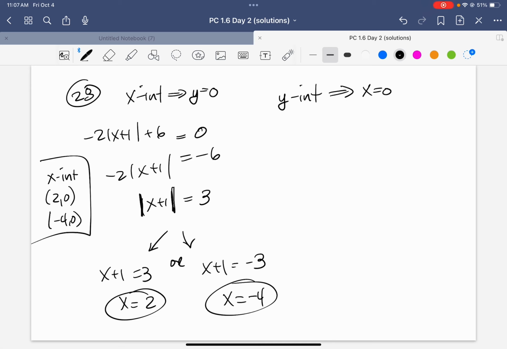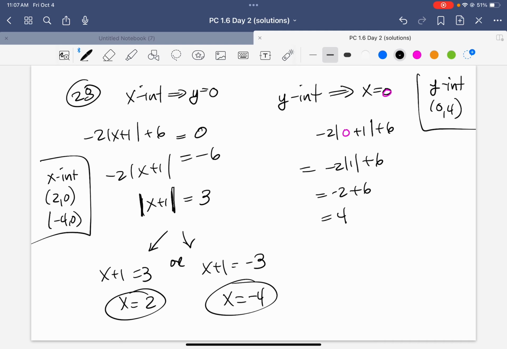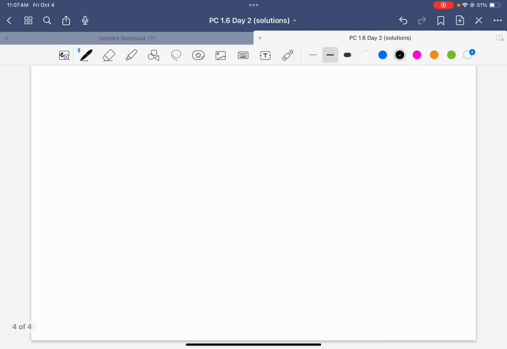I know my y-intercept is where x equals 0, so I simply take my function and plug in 0 for x. From there, I get -2 times absolute 1, which is just -2 plus 6, or 4. So that means (0, 4) is my y-intercept. Great, moving on to 32.